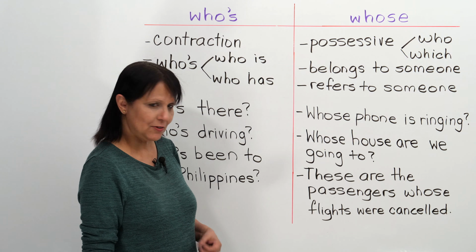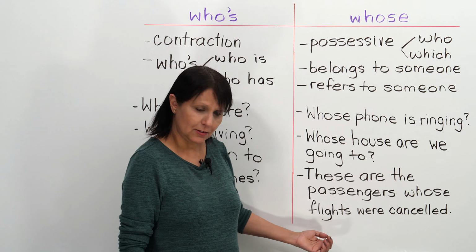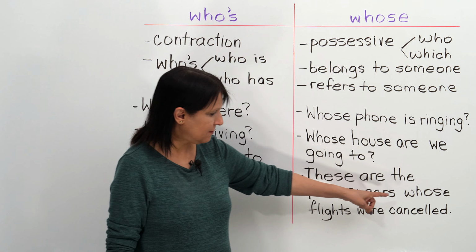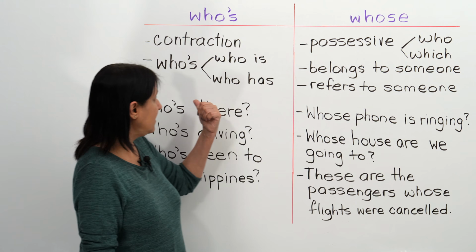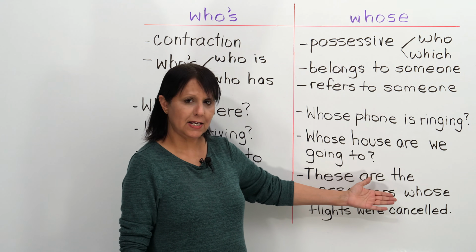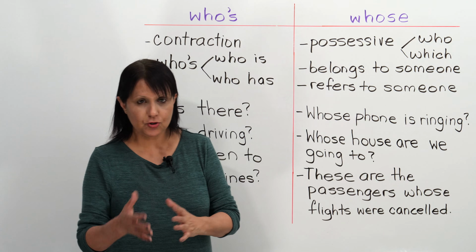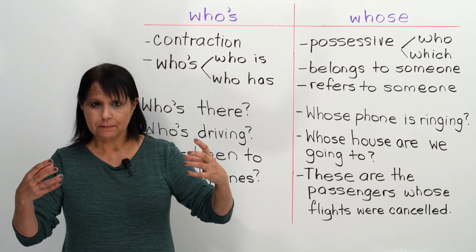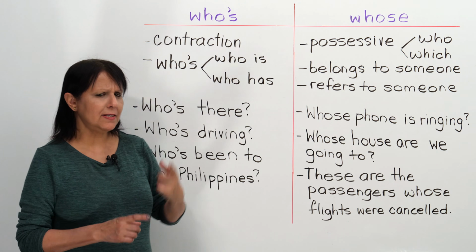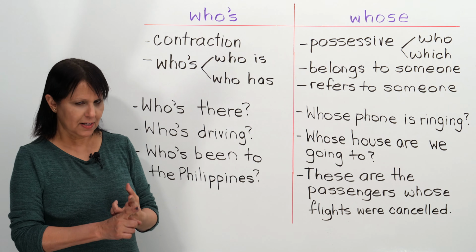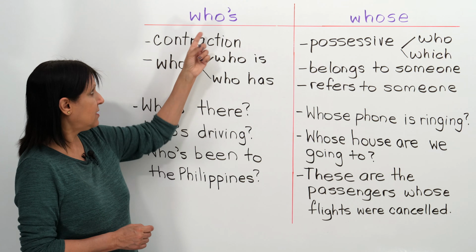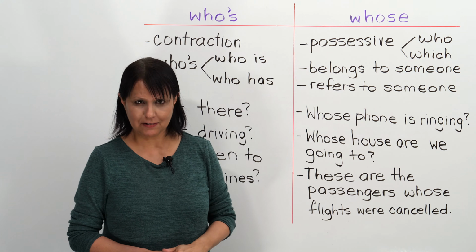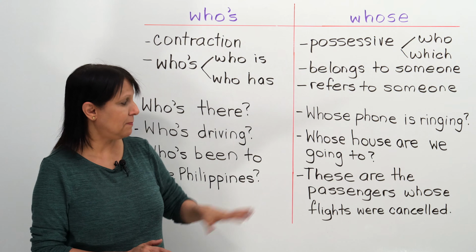And here, let's look at another example. These are the passengers whose flights were canceled. Okay, so again, we're using this form and not this, because we're not trying to say in any of these sentences who is or who has. So when you're not sure, break it up and say, am I trying to say who is or who has? If yes, if your answer is yes, then use this form. But if your answer is no, then you're going to use that form. All right? So that's the basic explanation.